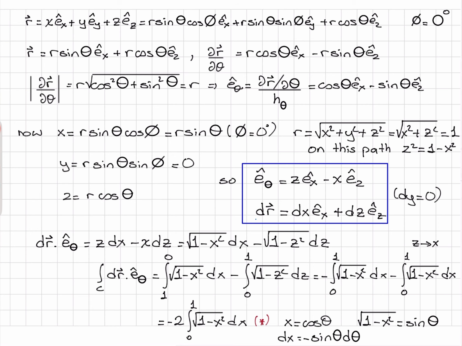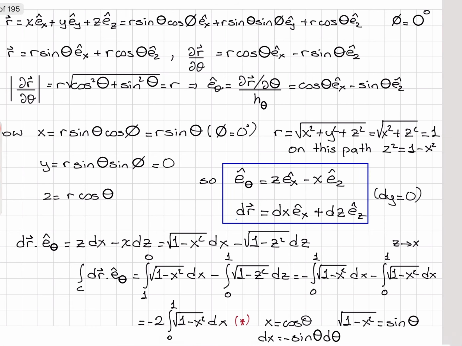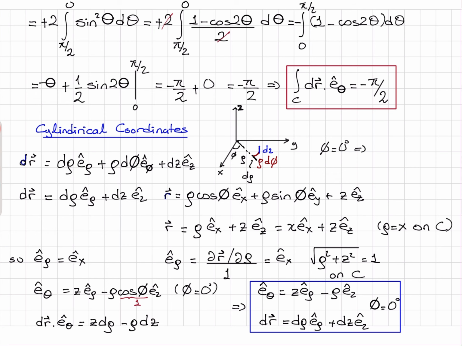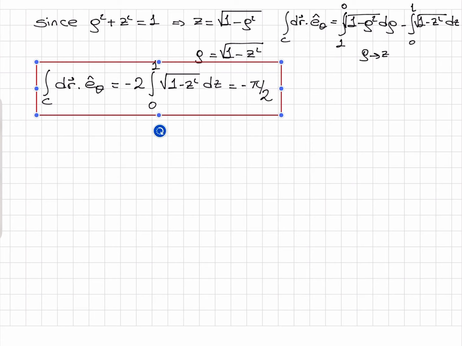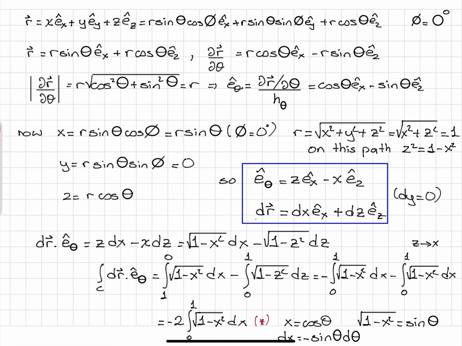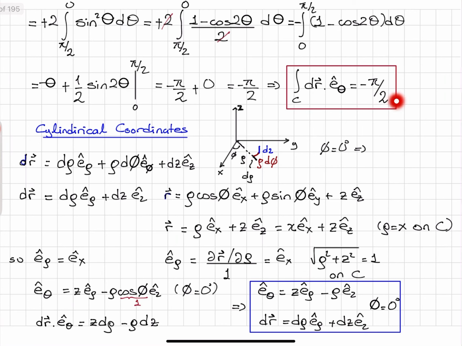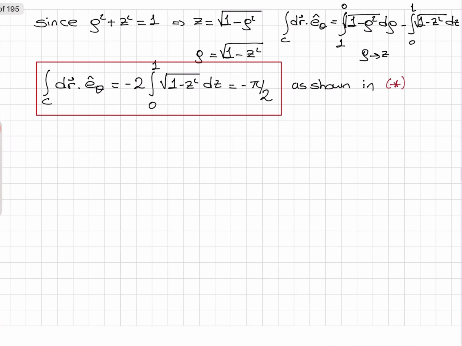Minus 2 integral 0 to 1 square root 1 minus x² dx, that integral is minus pi over 2. So therefore, I know the answer to this integral as well. This is going to be equal to minus pi over 2. So this will be the answer. And this is as shown in the star equation, which is this equation here. This gives us minus pi over 2 as the answer. So we have obtained exactly the same answer.